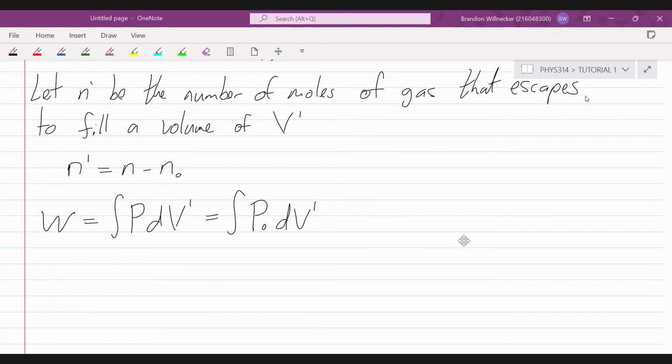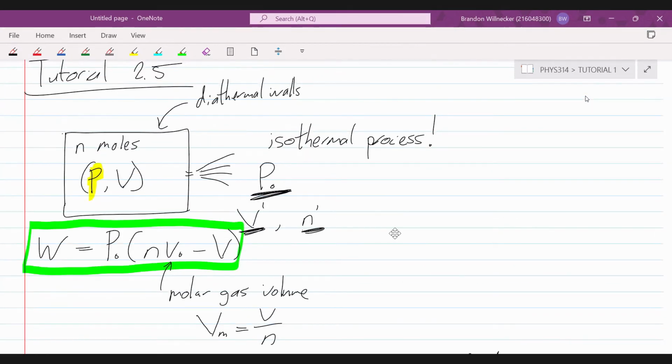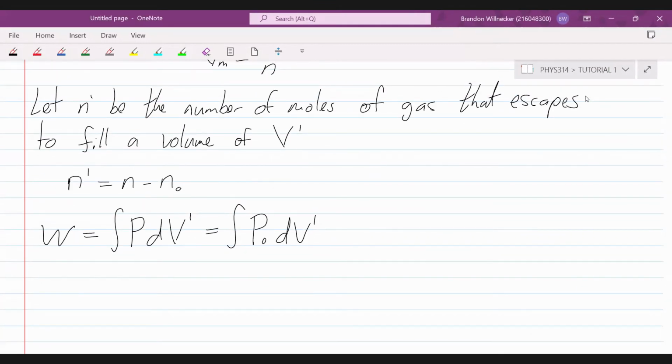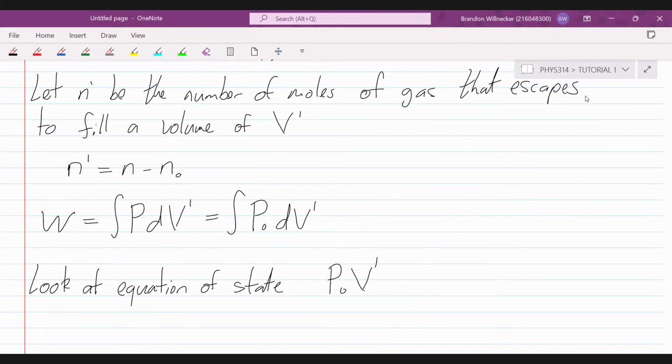So we want to integrate this. How do we integrate dV prime? Well, it's a bit difficult to keep track of how the volume is changing. It's a bit easier to work out how the number of moles is changing. So what do I mean by that? Well, look at the equation of state. So P naught V prime, the equation of state for the gas that's escaping at pressure P naught, filling a volume V prime, is going to be N prime RT.